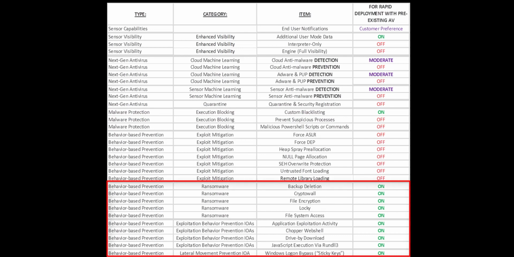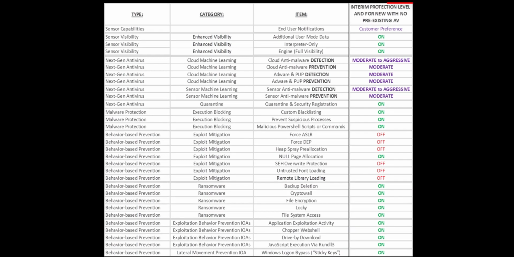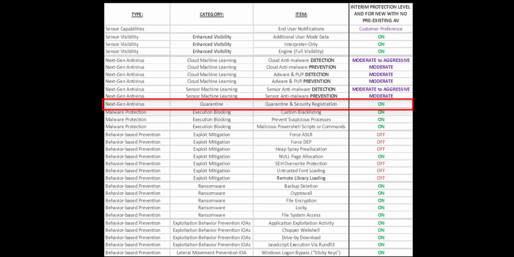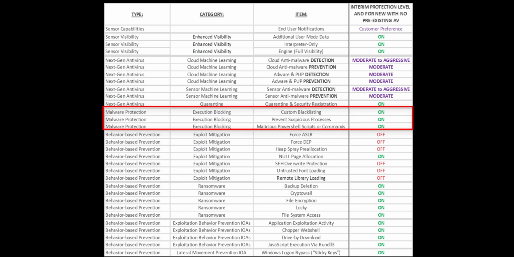The second phase policy, for those systems with no existing AV, can enable the remaining sensor visibility, increase the machine learning detection setting to aggressive, and enable prevention mode at a moderate setting. Enable Quarantine and Security Center to register as the primary AV. Enable the remaining execution blocking features along with null page allocation.